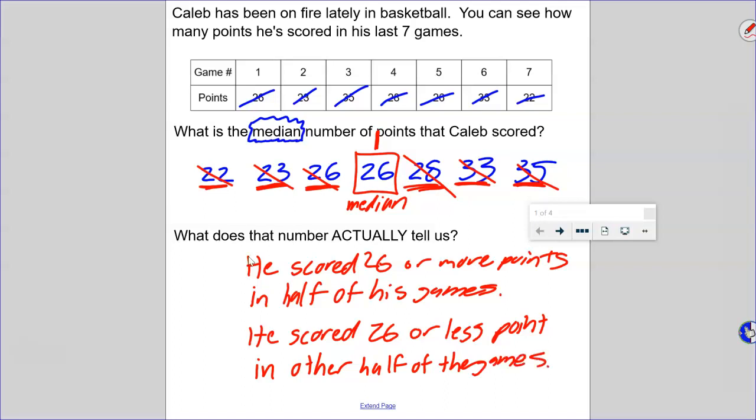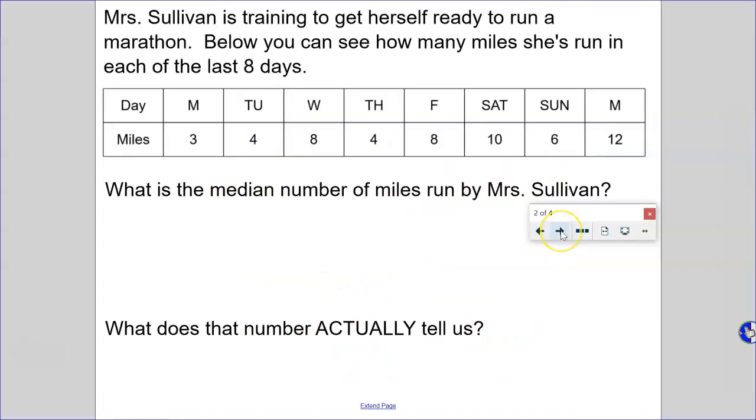So there it is. We know the median is 26, so we know that half of the time he did essentially 26 or better, and half of the time he did 26 or worse. Either way, all of those scores are pretty good. All right, let's try one more as a team.